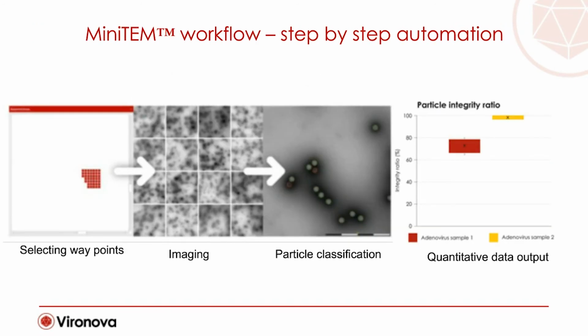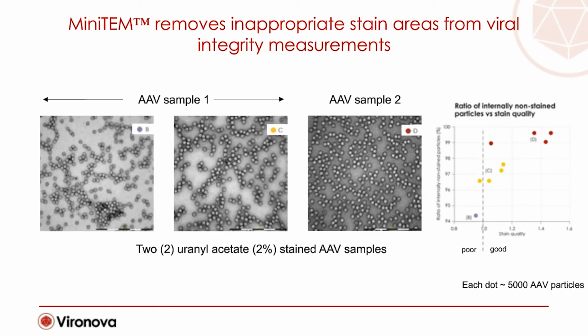So the procedure is the same as for the debris ratio estimation, with multiple sampling points over the sample grid, multiple images, and particle detection and classification, giving a condensed metric of the ratio of intact particles compared to all particles detected. Since preparation procedures of samples can affect the particle integrity, both stain selection and stain quality of grid areas are critical factors for accurate viral particle integrity measurements in transmission electron microscopy.